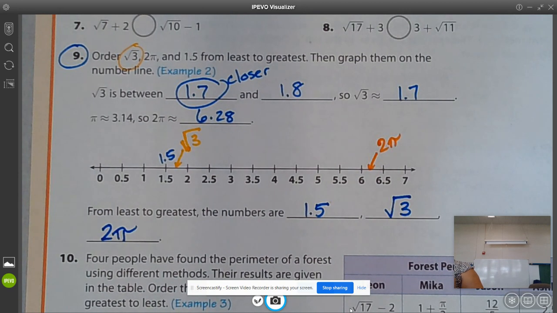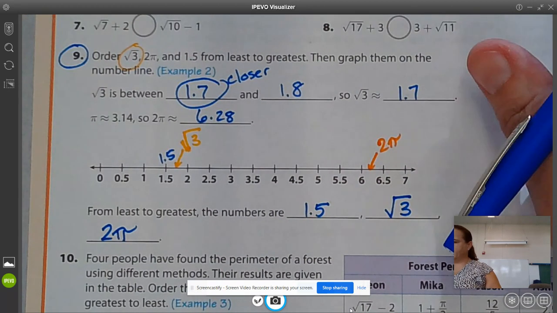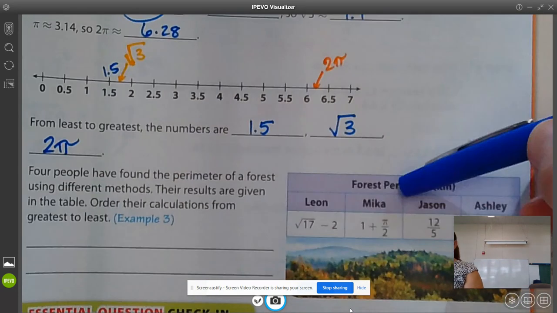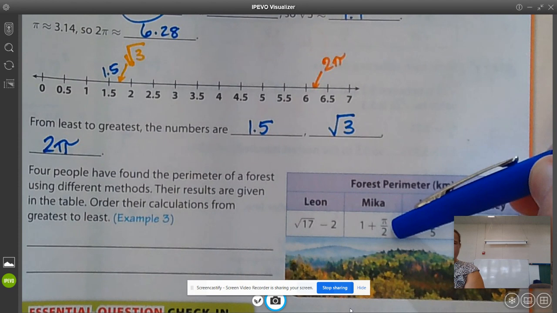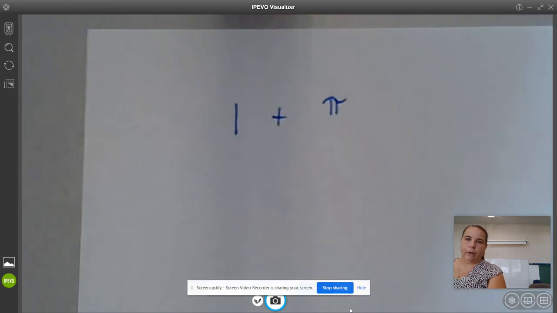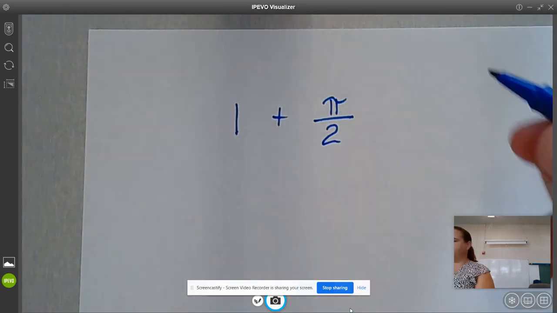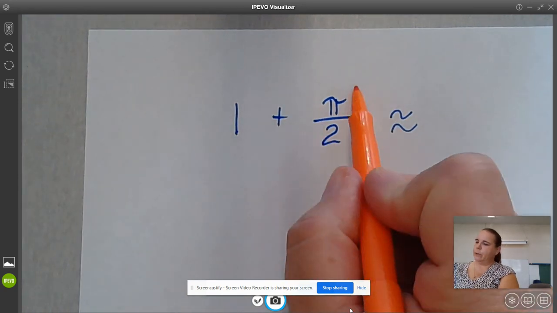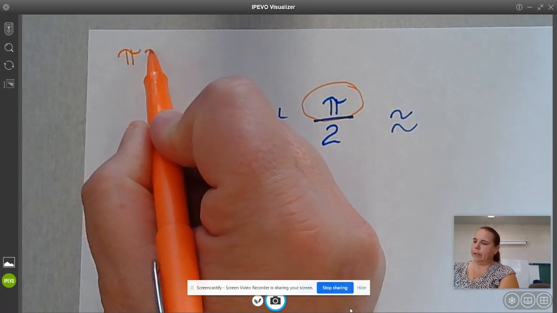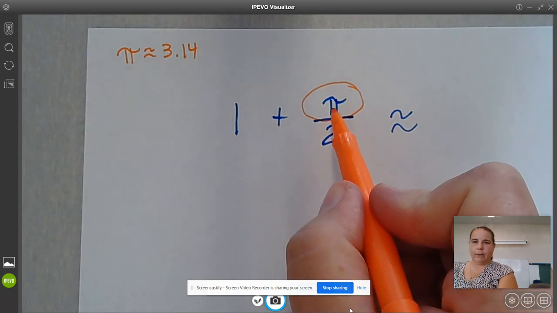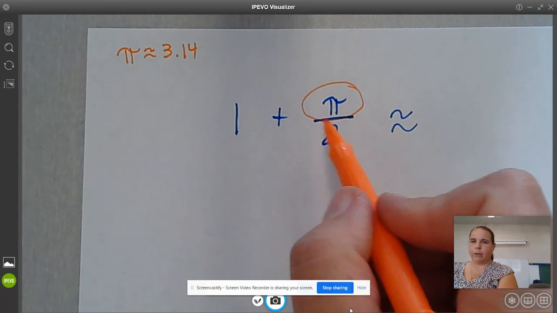Now, there's just a few other kind of examples that sometimes students see and they're not sure what they mean. All right, so let's look at, so when you are looking at this expression right here, so this is 1 plus pi over 2. So 1 plus pi over 2. So you're going to think to yourself, how can I simplify this with an estimate? Well, when you see this, what you need to think is, hey, pi. Pi is approximately 3.14. So I'm going to replace this symbol with 3.14.